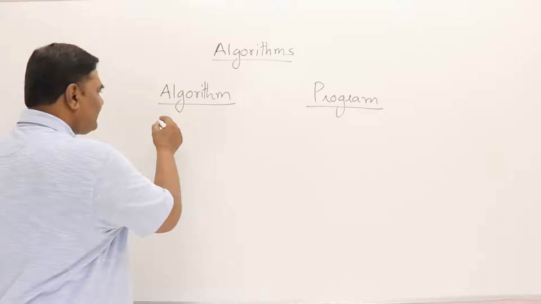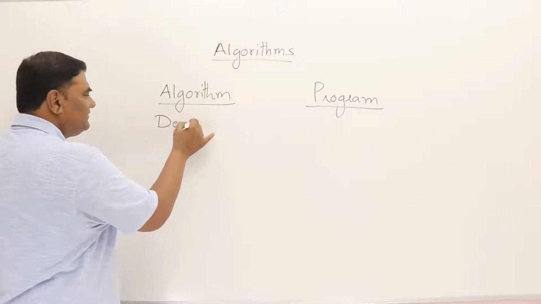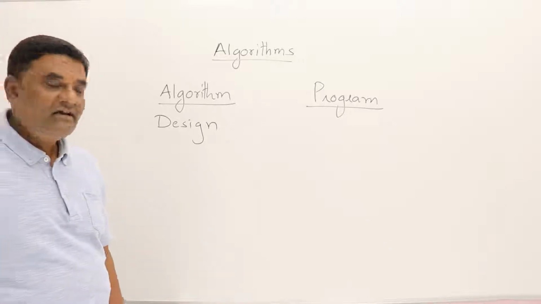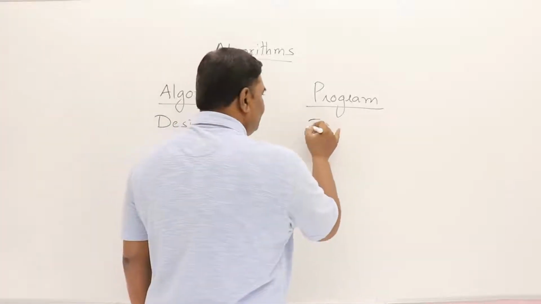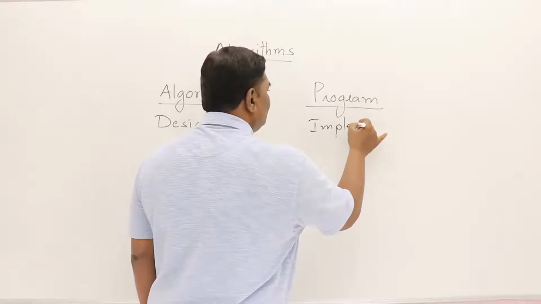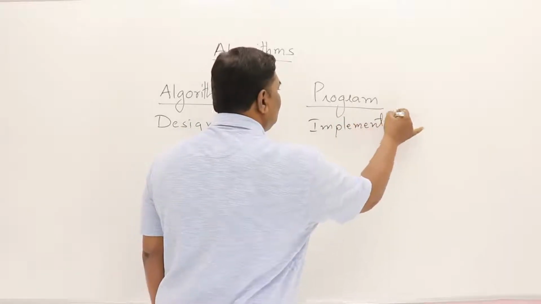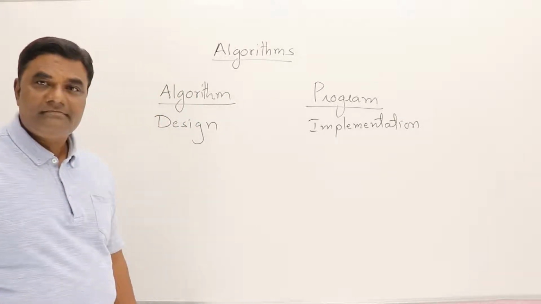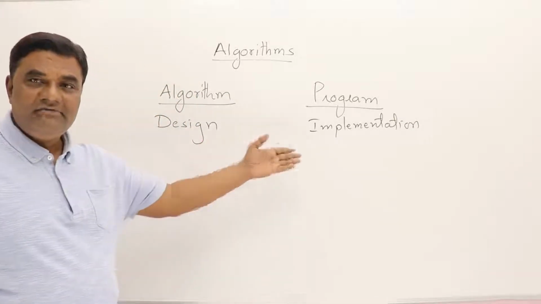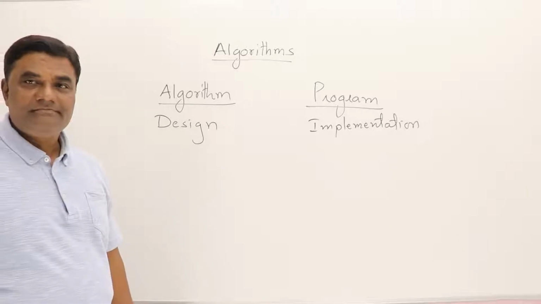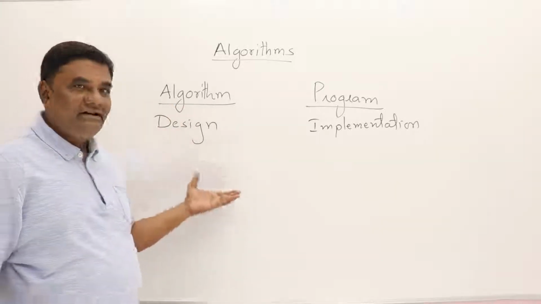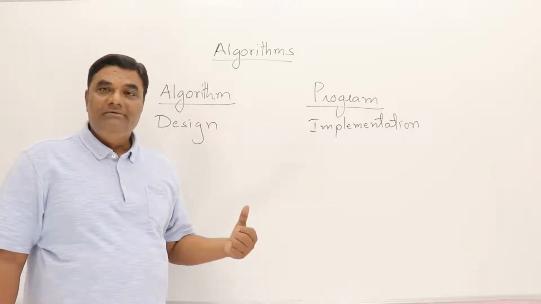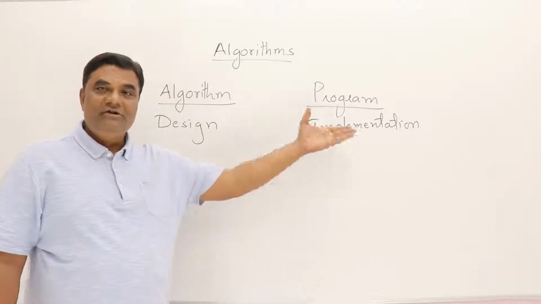So algorithms are written at design time. And when the programs are written, they are written at implementation time. Design time and implementation time. So first you make a design, what your procedure is going to do, what your software is going to do, come up with some design, and that design you convert into a program.